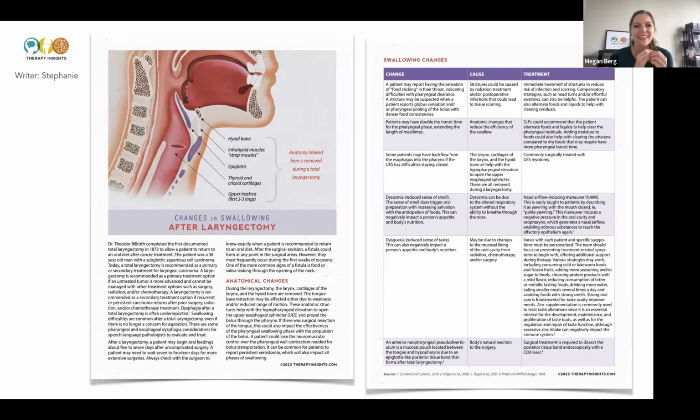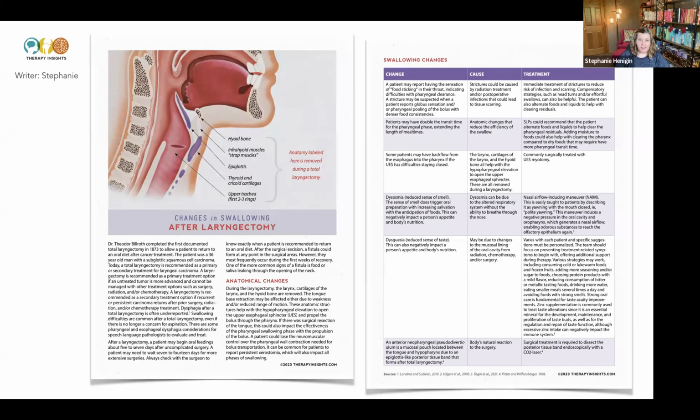Okay. Stephanie, this is also your piece. This is a 2-page resource called Changes in Swallowing After Laryngectomy. I like this handout because the first page gives a broad overview of the changes in swallowing, so you could theoretically use that as a handout. And then the second page encompasses swallowing changes, written in a table format, so you can look for the change and then correlate that to the cause and the treatment. So what else can you tell us about this resource?